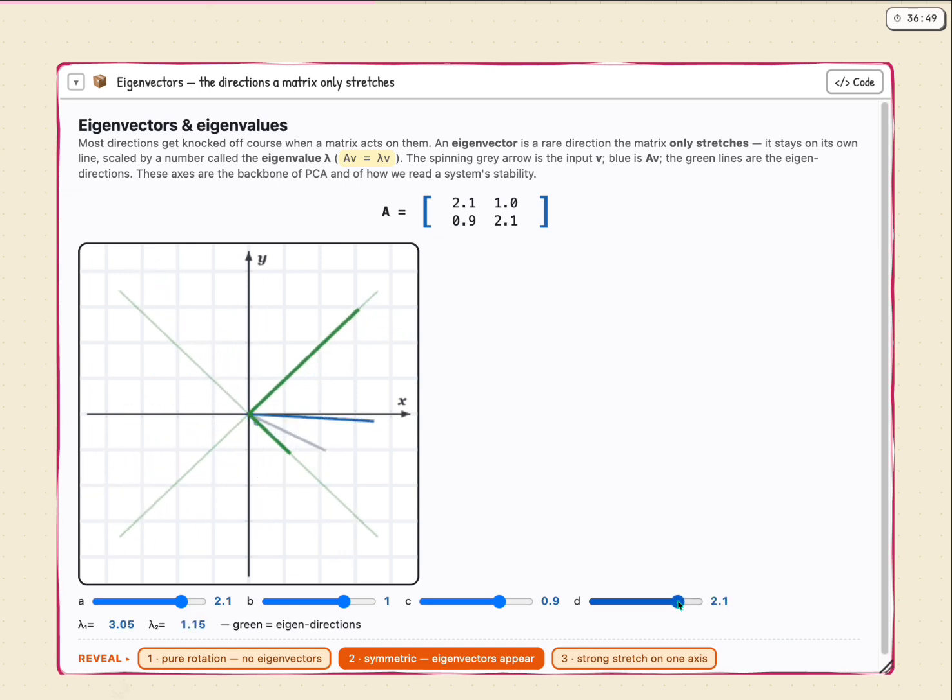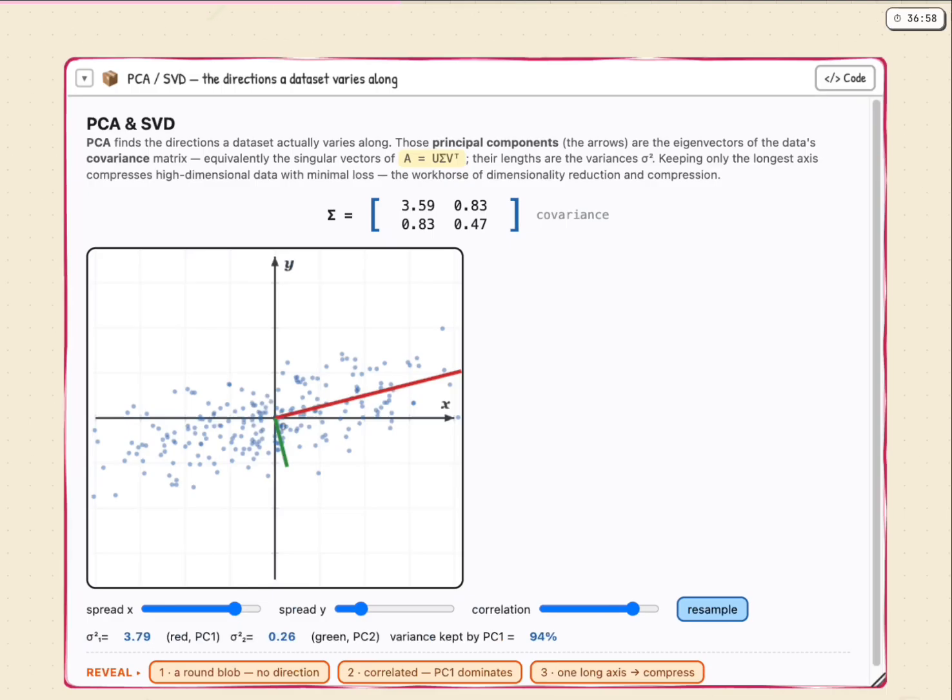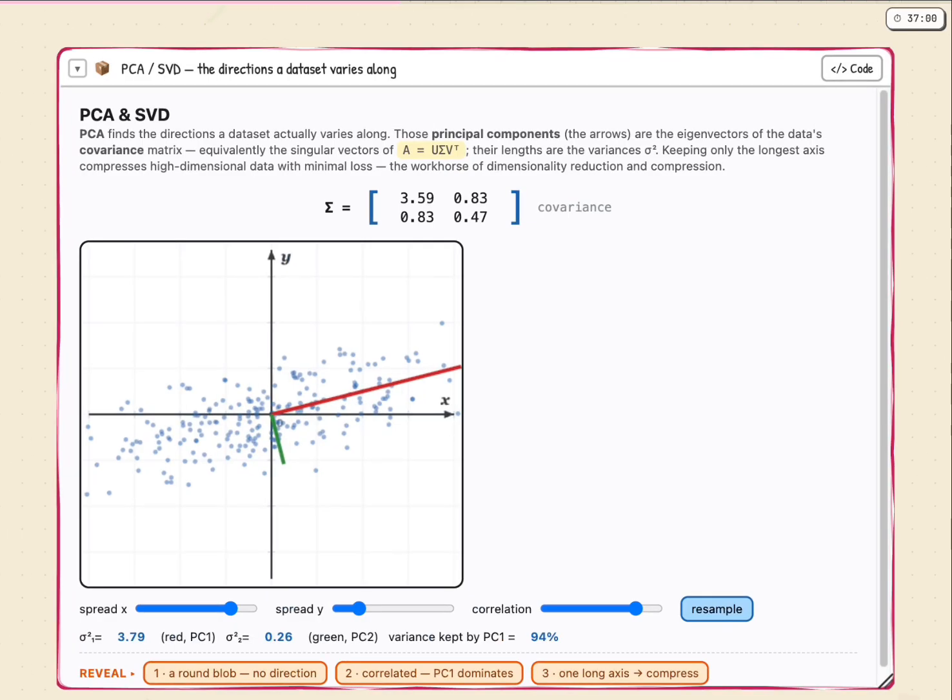They tell us whether a system is stable or will blow up. They are the backbone of the next idea, principal component analysis. And in Google's original PageRank algorithm, the importance of every web page was literally the eigenvector of a giant matrix of links. Eigenvectors find the directions that matter.